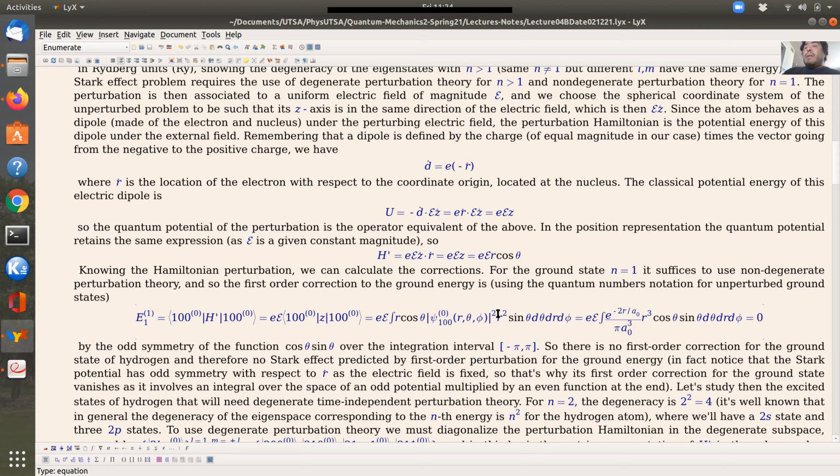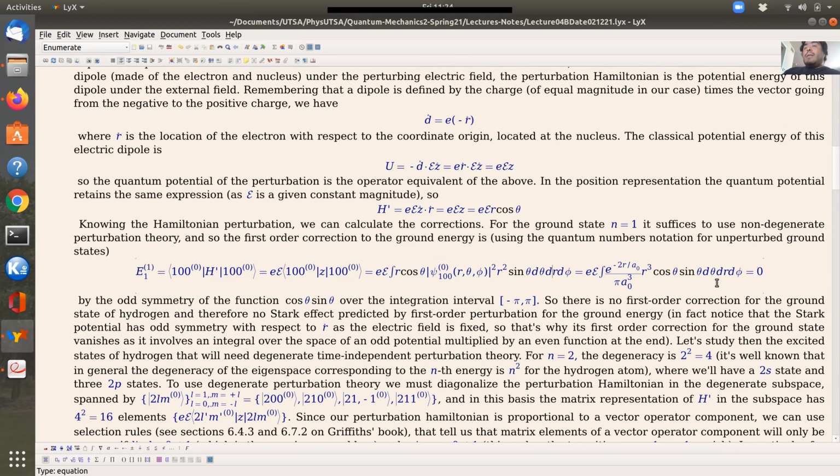Actually, what will happen is, you can do the substitution, which is fine, with the formula for the wave function in the ground state. But you'll notice that this is 0. Essentially, it is 0 because you'll have r cubed, then times the r, but then you have cosine of theta, sine of theta. And so the thing is that cosine of theta, sine theta has an odd symmetry over the integration interval that we have, minus pi and pi for the polar angle. So this vanishes due to the odd symmetry of the integrand.